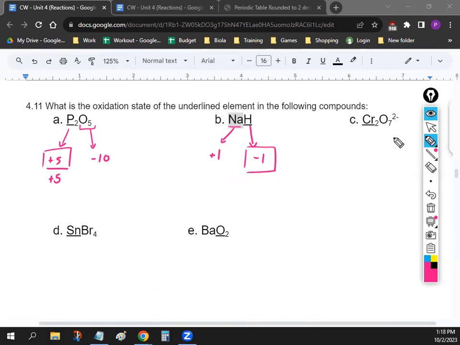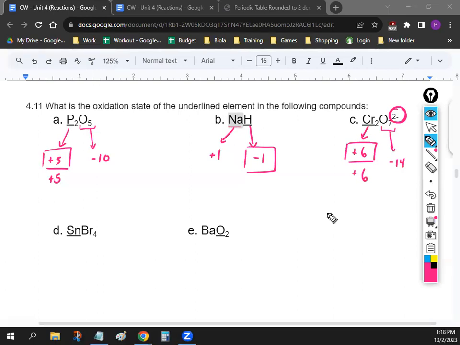All right, let's go to the next one. This one's very similar to the first one. We've got 7 oxygens, so it's going to be a total of -14. It needs to add up to -2. So what does chromium have to be? +6 each, because if you have 2 +6s, that's +12, and -14 balances to -2. And it's because of this right here. So far, so good, guys?